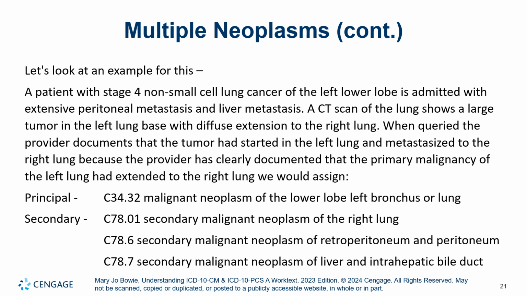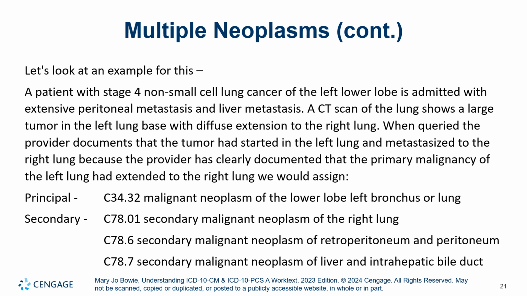All right, let's look at an example for this. A patient with stage 4 non-small cell lung cancer of the left lower lobe is admitted with an extensive peritoneal metastasis and liver metastasis. A CT scan of the lung shows a large tumor in the left lung base with diffuse extension to the right lung. When queried, the provider documents that the tumor had started in the left lung and metastasized to the right lung.